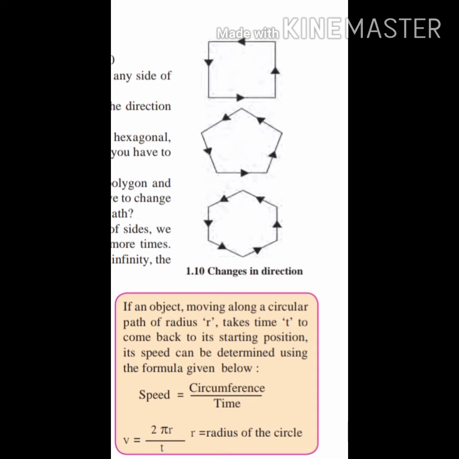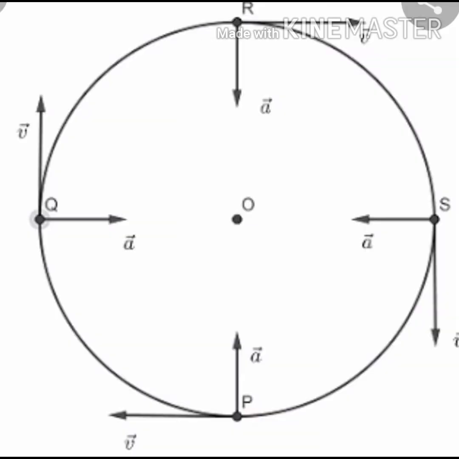Why? Because even though the speed is the same, the direction at each point is changing. And if direction is changing, velocity changes. And I have told you, rate of change of velocity is acceleration. We all know that by now. So if direction is changed, velocity is going to change, and if velocity is changing, of course it is accelerated motion, right? Let's study this circular motion in a little more detail.